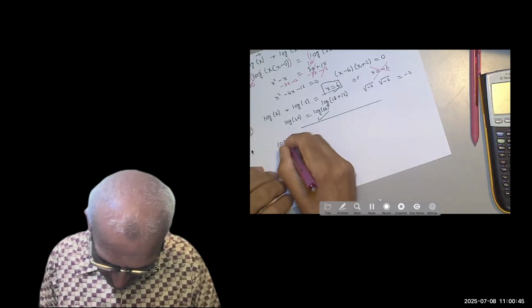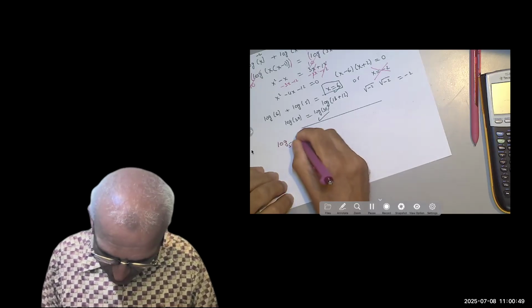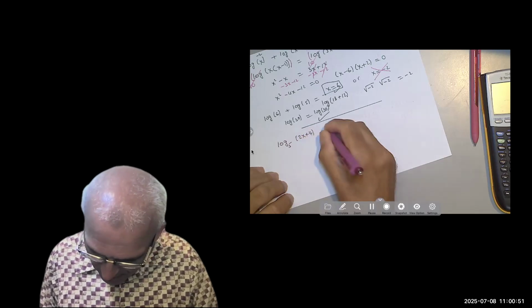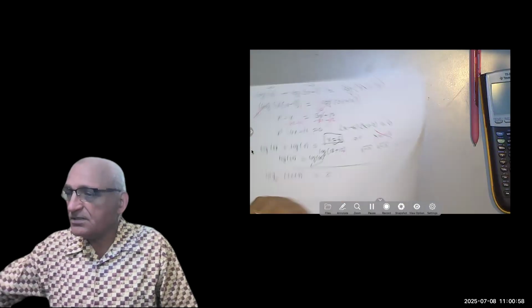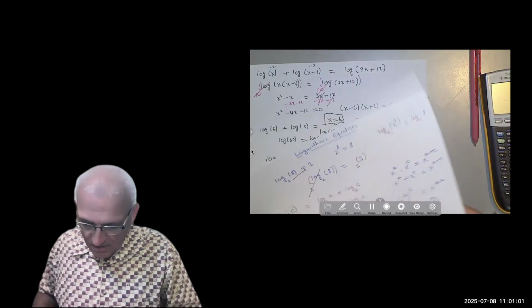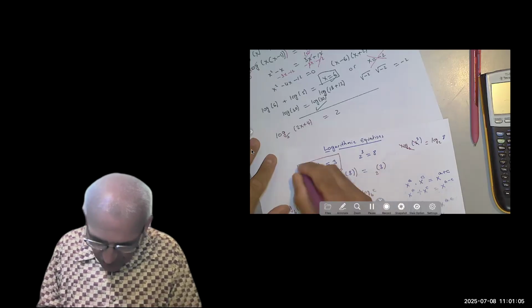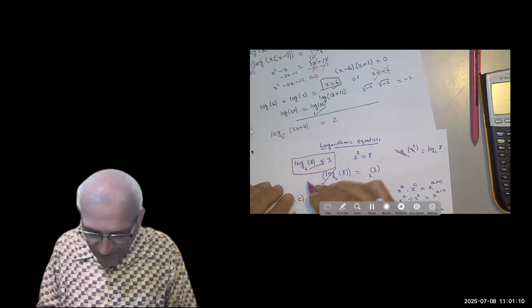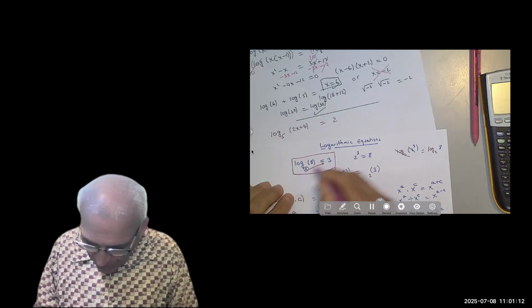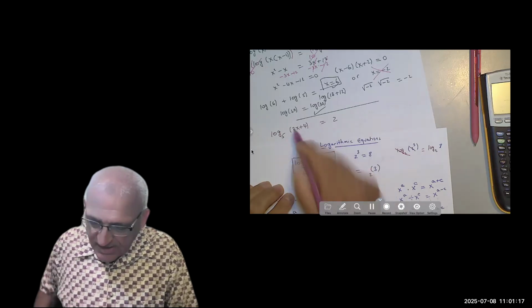Yeah, let's take log to the base 5 of 2x plus 4 equals 2. This is exactly what we did earlier, pretty much the first thing. I told you when you have a log to some base of something equals a number, we take the base to the power of that number. So 5 to the power of 2 equals that.